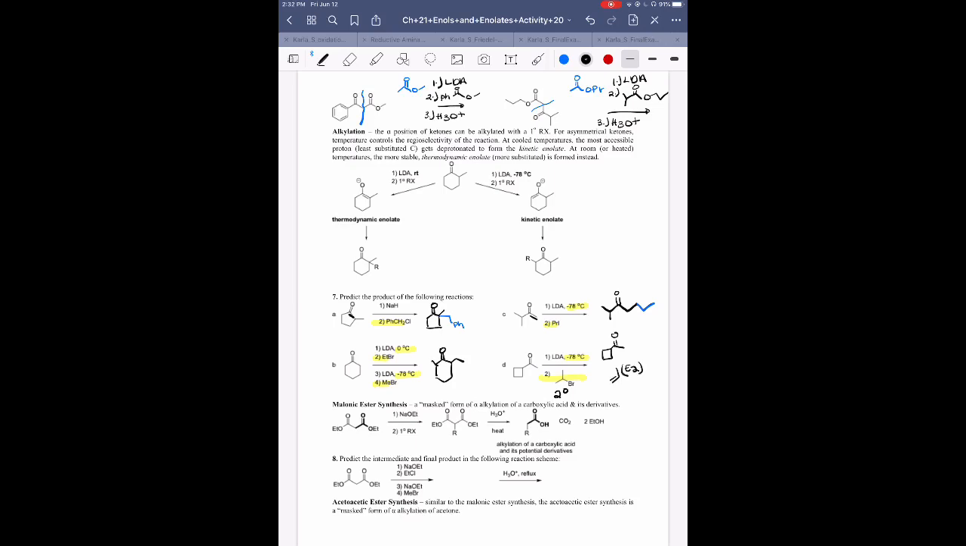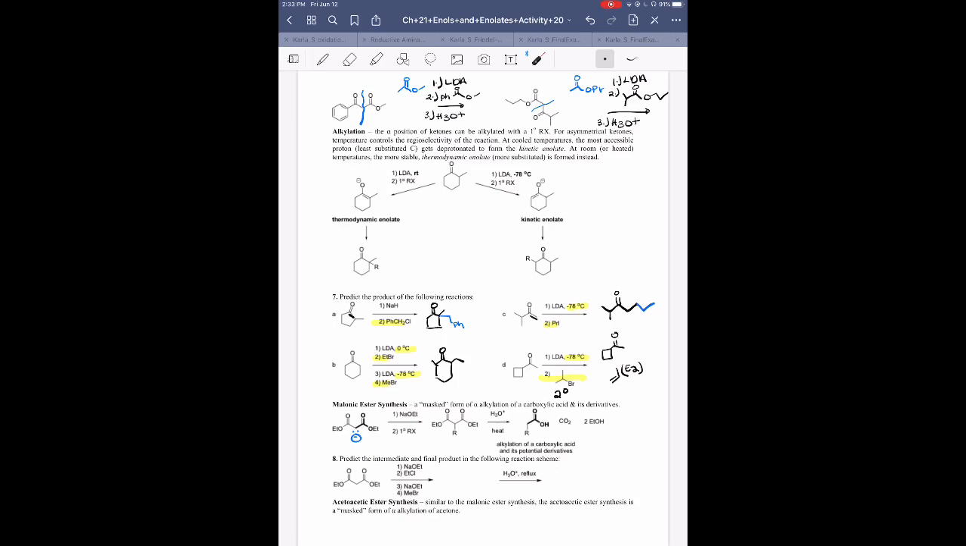So now we're looking into the malonic ester synthesis. This is when the alpha proton reacts with the base to form the corresponding enolate. Then the enolate is reacted with the alkyl group, and then both ester groups are hydrolyzed. One of the resulting carboxylic acid groups is then decarboxylated with heat.